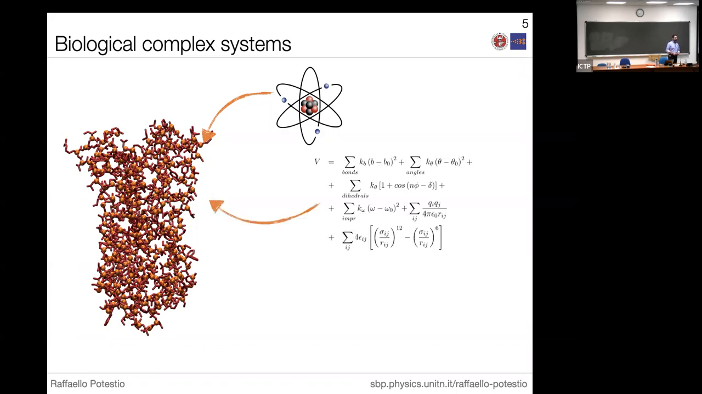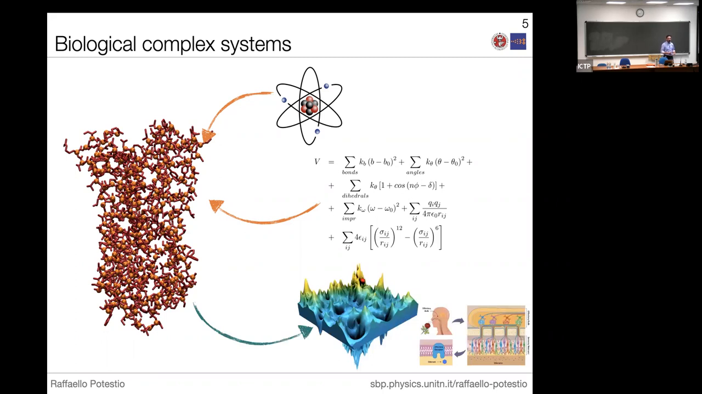At the classical level, of course, we can provide this model with an interaction force field that can be employed in molecular dynamics simulations. That is, we can use the structure of the system and the interactions that the constituents are subject to, in order to integrate numerically Newton's equations of motion and obtain trajectories that show us how the system moves and does things.